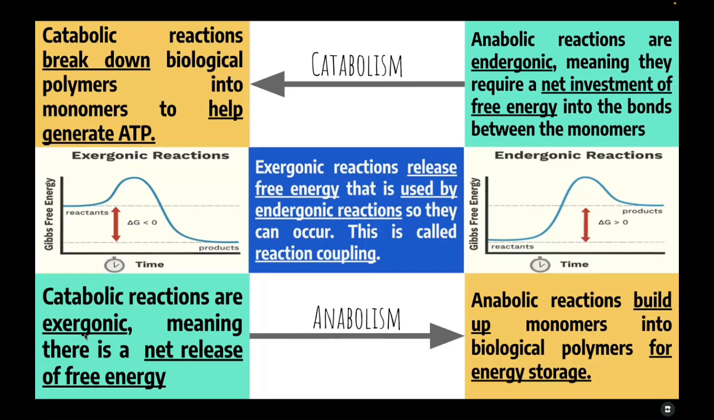And so anabolic reactions are endergonic, meaning they require energy, okay, into the bonds between the monomers. And so exergonic reactions release free energy that is used by endergonic reactions, so they can occur. So basically, when you have your exergonic reactions, it's going to release energy, right? We said it's going to release energy, and then it's going to be used by your endergonic reactions. So your endergonic reactions are relying on the release of energy in order for them to occur. And this is called reaction coupling, right? They rely on each other.